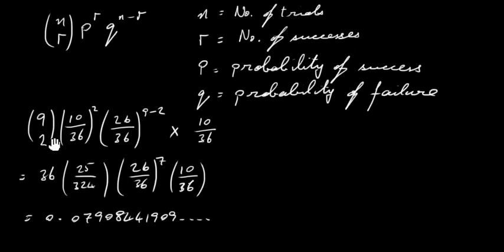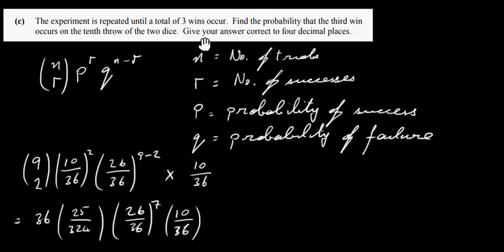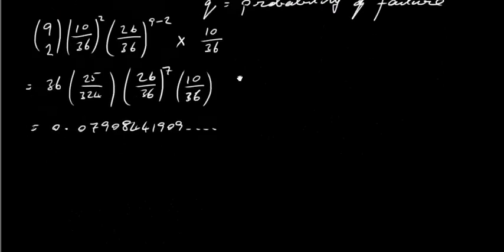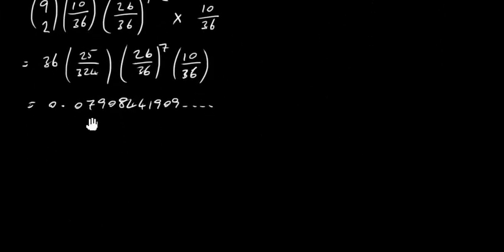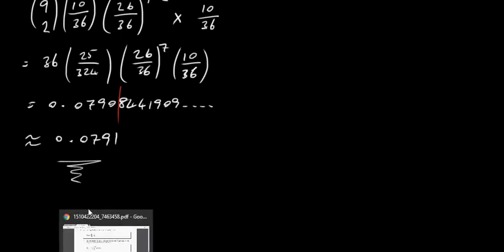Now our question then, if we go back and read it, it says give your answer correct to 4 decimal places. So we want 4 decimal places. So we've got 1 decimal place, 2 decimal places, 3 decimal places, 4 decimal places here. So our answer then is going to be 0.079. If we look at the number after the red line here, it's 8. So we got to round this 0 up to 1. So this is our answer then to part C. And that's it for question 1.